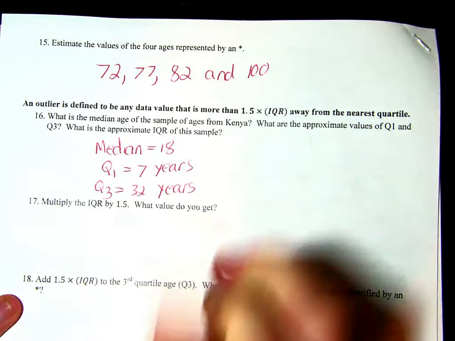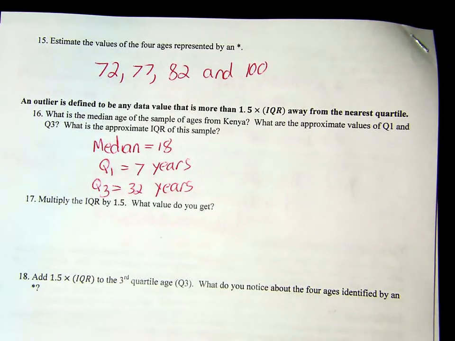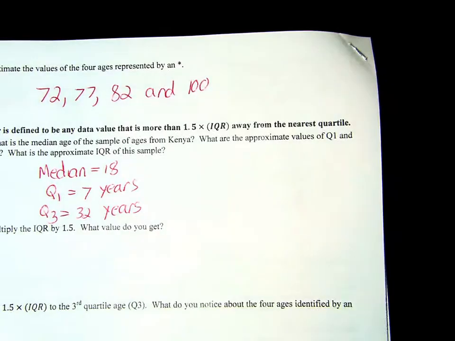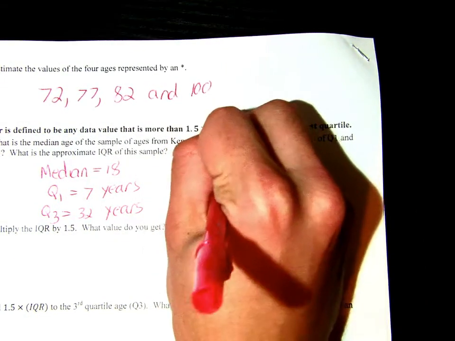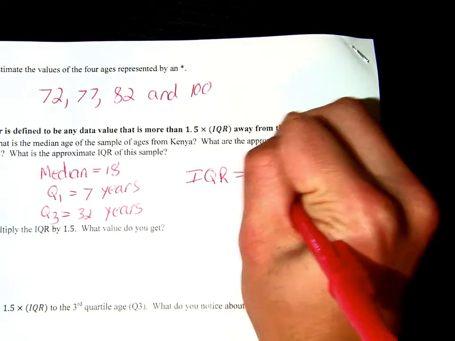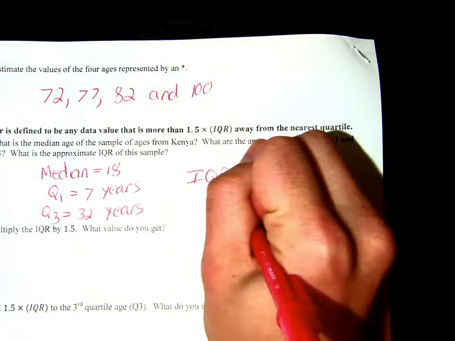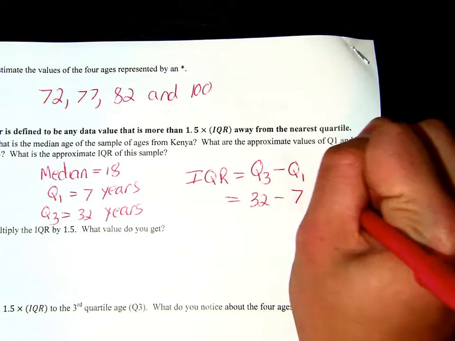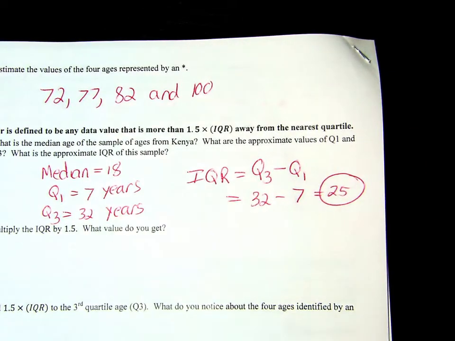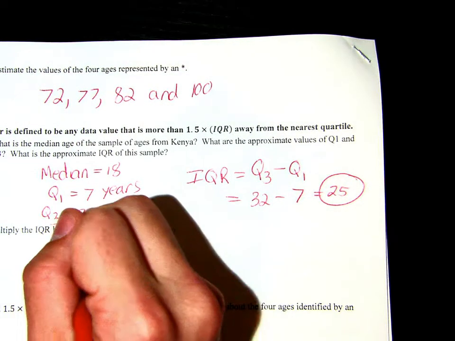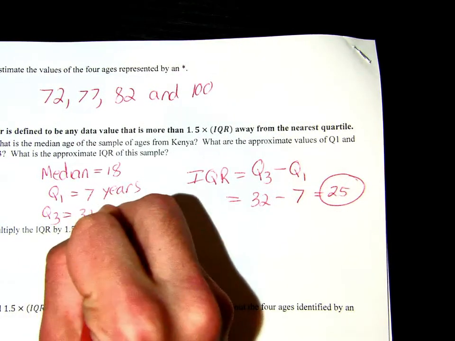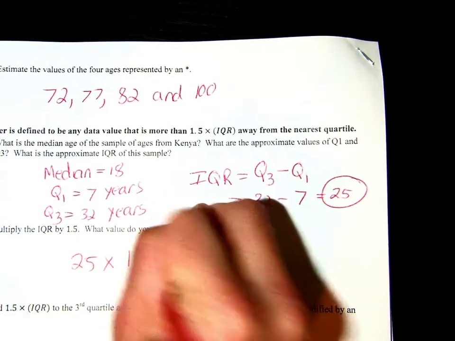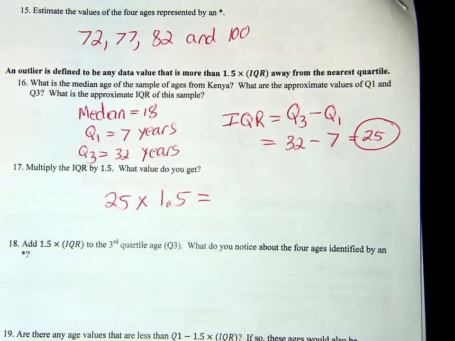Okay? So now, since we have those three values, I can calculate my interquartile range, or my IQR. My interquartile range is my Q3 minus my Q1. So my quartile 3 is 32 minus 7, which will be equal to 25. So I know that my interquartile range is approximately 25. They want us to multiply our interquartile range by 1.5. What value do we get? So we're going to take this 25 and multiply it by 1.5. If you do 25 times 1.5, you'll get 37.5.